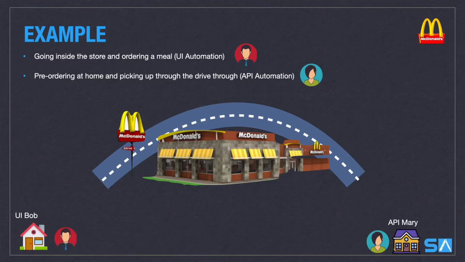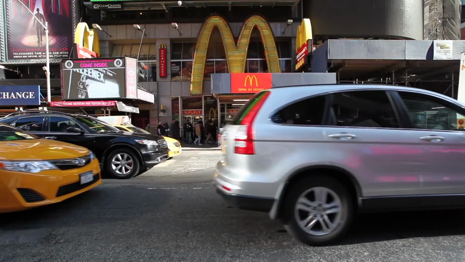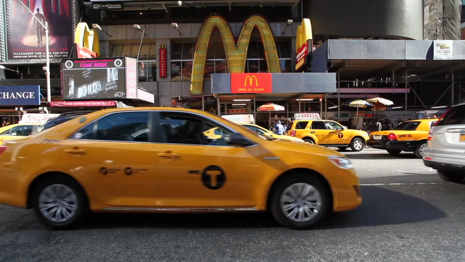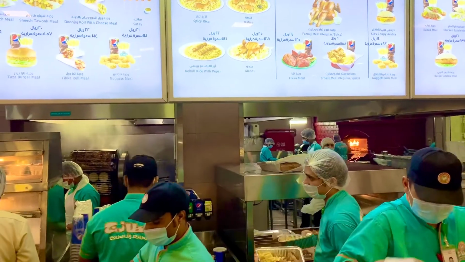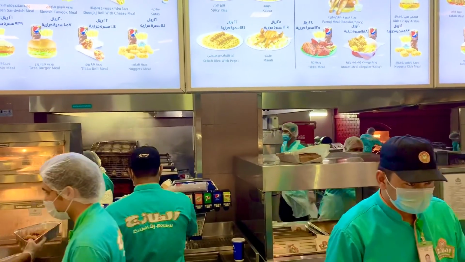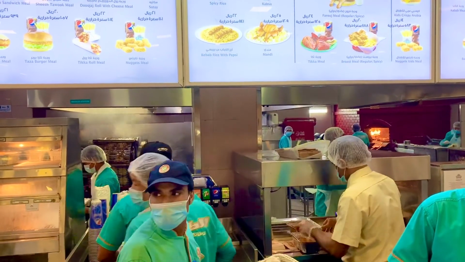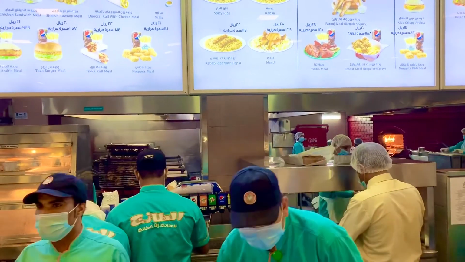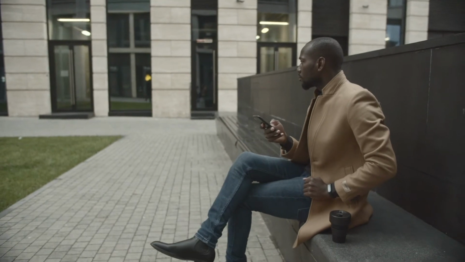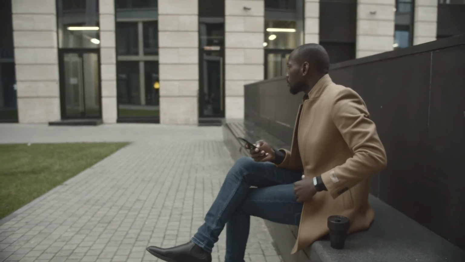So let's take a look at how these compare. First of all, Bob has to go into the store. He walks into the store and then he hasn't thought about what he wants. He has to look at the menu and decide what he wants to order. He has to then line up and place his order. Once he's placed his order, he has to wait for the meal to cook. So he's standing around the McDonald's waiting for the meal to cook.